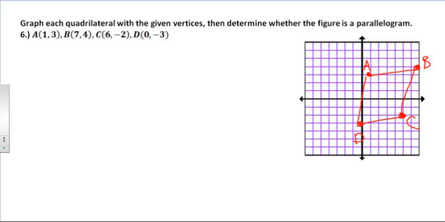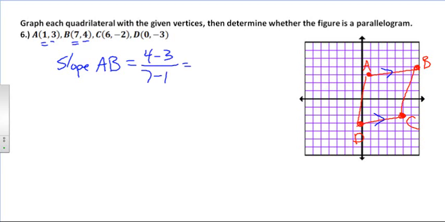I can figure out if AB and DC are parallel by knowing the slopes of both of those lines. So if I find the slope of AB, remember the slope formula is the difference of your y's over the difference of your x's, or your rise over your run. So I get 4 minus 3 over 7 minus 1 to give me 1 over 6.